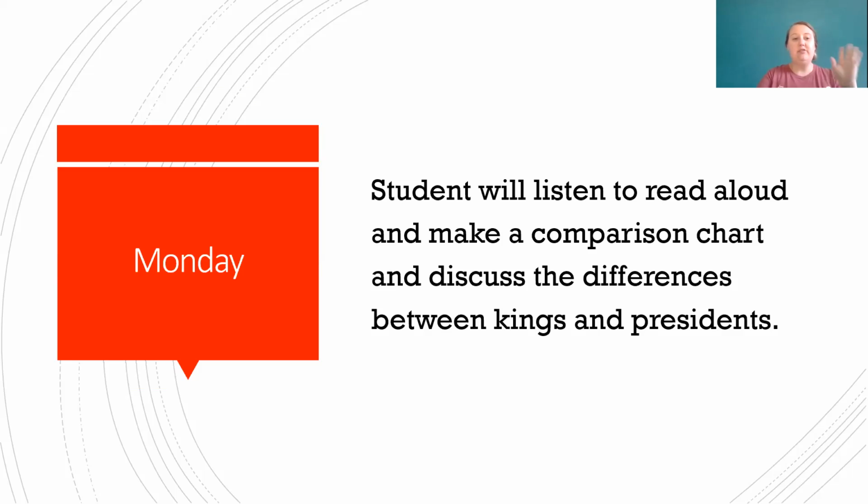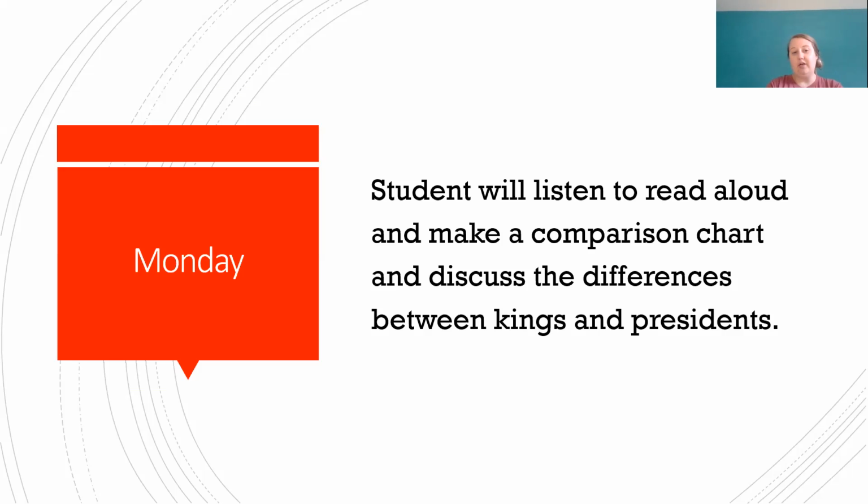A comparison chart's easy. You can literally just draw a line down the middle of a paper. On one side, you've got what kings do, and on the other side, you've got what presidents do. You also may want to divide it into thirds: kings on one side, president on the other, and in the middle, the things they have in common. So Monday is listening to that read aloud, and then looking at the comparisons. If you don't have a pencil and paper, you can just talk about it.